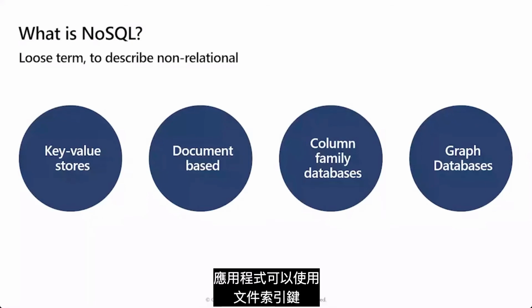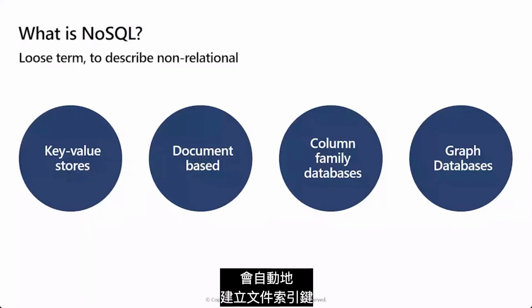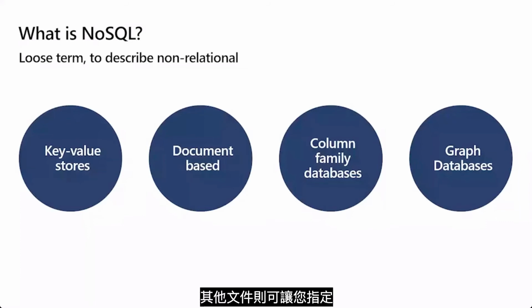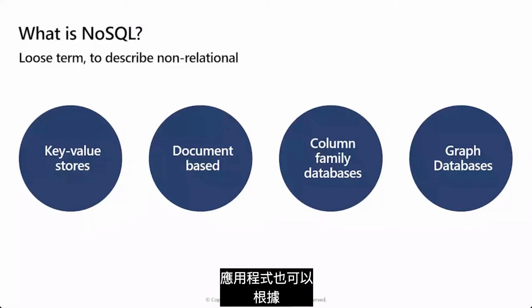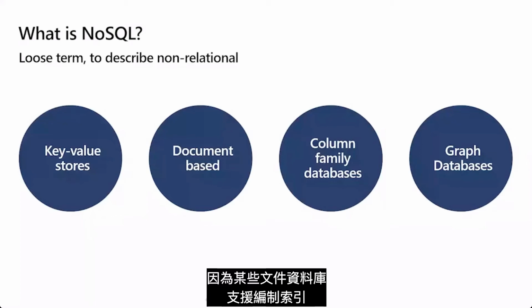And so an application can then retrieve the documents by using the document key, and this key is the unique identifier for the document. Some document databases can create this document key automatically. Others might require you to specify which attribute of the document to use for the key. The application can also query documents based on values of one or more fields, because some document databases might support indexing to facilitate this fast lookup of documents based on the fields instead of the key.